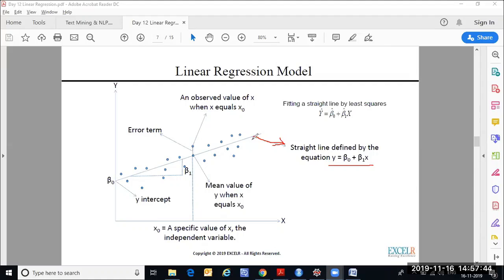So how many lines can we draw from these data points? Like the line that you're seeing, y is equal to beta naught plus beta 1x.